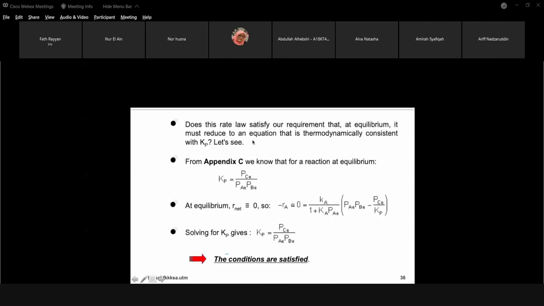Does this rate law satisfy our requirement that at equilibrium it must reduce to an equation that is thermodynamically consistent with KP? It says yes, it can. For appendix C, we know that the reaction at equilibrium becomes like this. Net rate equals 0 at equilibrium. So it becomes like this, and the condition is satisfied.